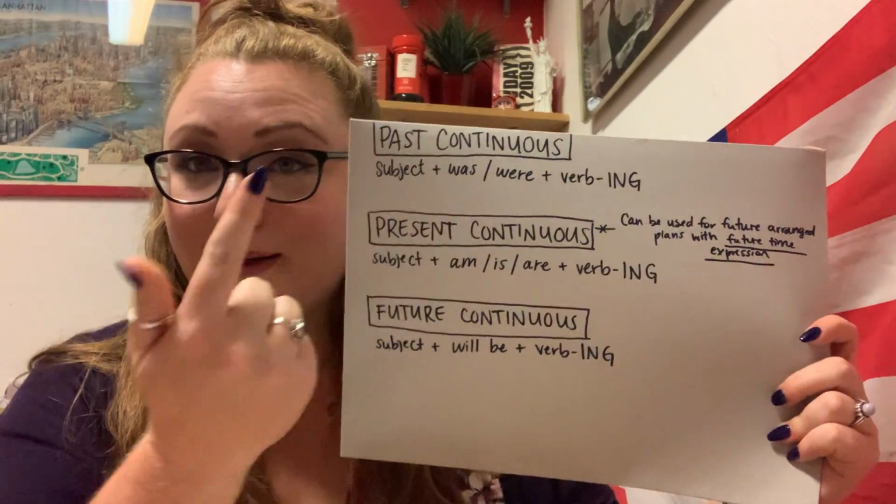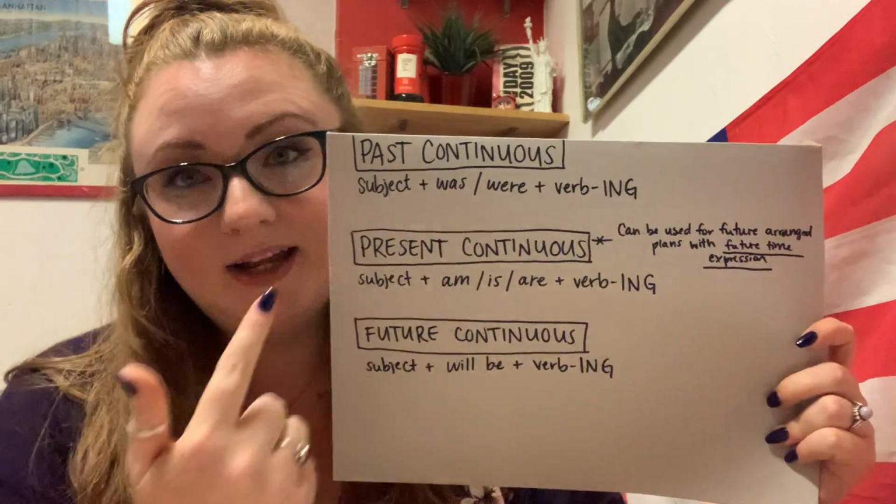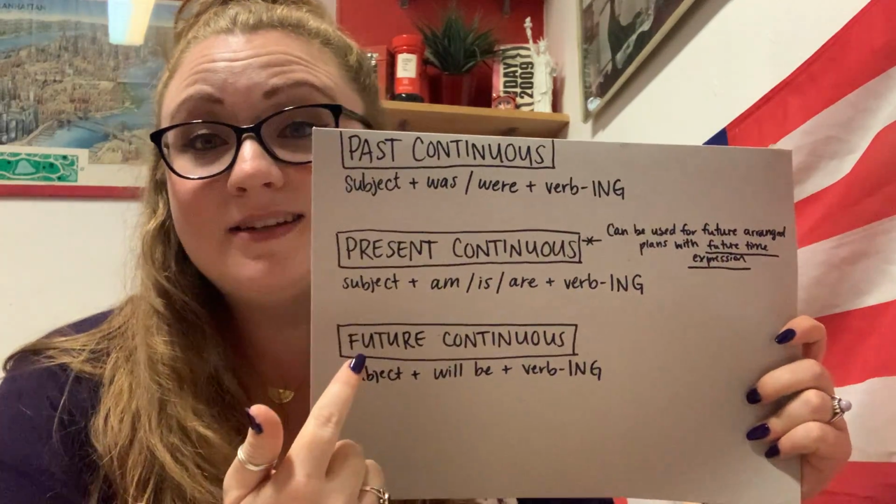Today we are talking about continuous tenses. So we're going to look at the past continuous, the present continuous, and the future continuous. We use continuous tenses to talk about actions that are happening over a period of time, whether that was in the past, is in the present, or will be in the future.